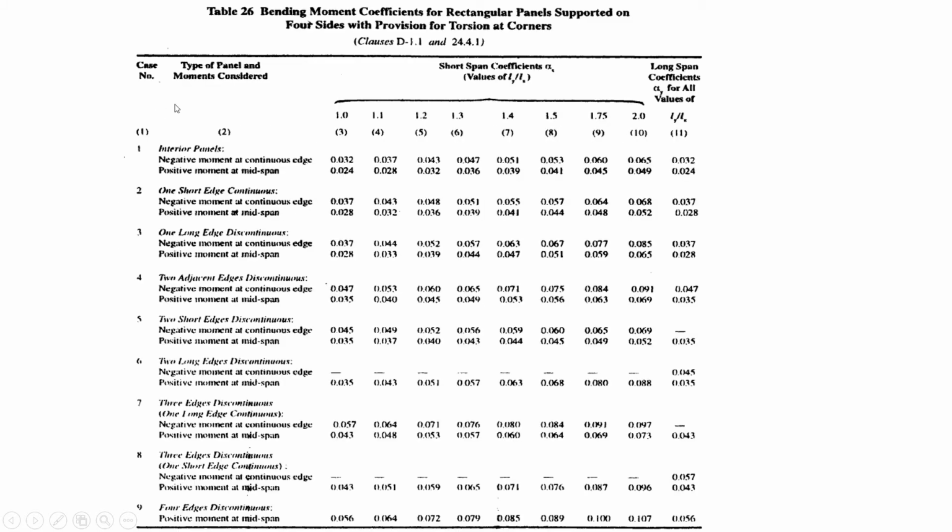The IS code has suggested a table to calculate the bending moment coefficients. As per this table, for different aspect ratios and different types of panels of two-way slabs, we can take out the values of the bending moment coefficient. First of all, let me explain the different types of panels that are considered here.